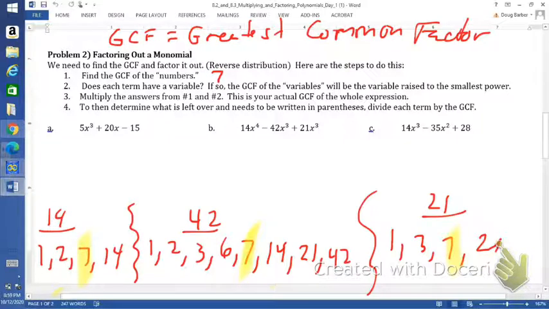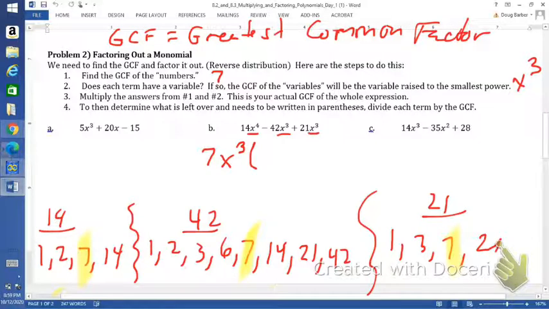Alright, now does each term have a variable? Yes, it does here. So we have an x to the fourth, an x cubed, and an x cubed. So the greatest common factor of the variables will be the variable raised to the smallest power. So in that case it's going to be x cubed. Now multiply the answers from 1 and 2. This is the greatest common factor of the whole expression here. So the greatest common factor of the whole expression is 7x cubed.